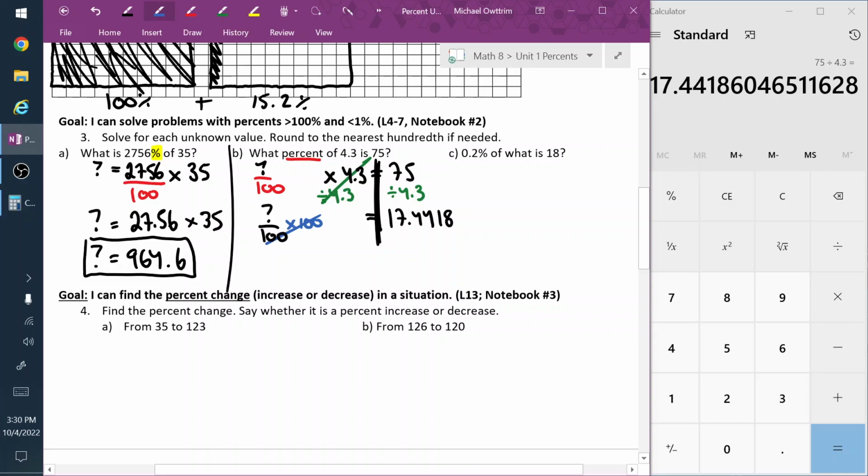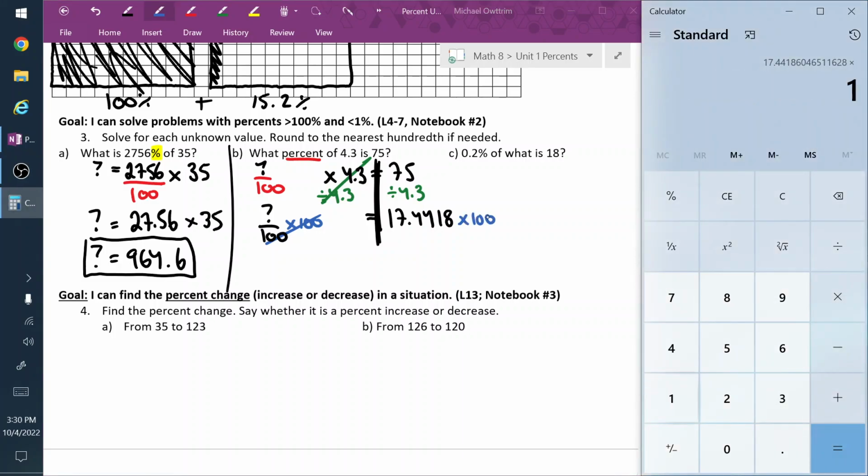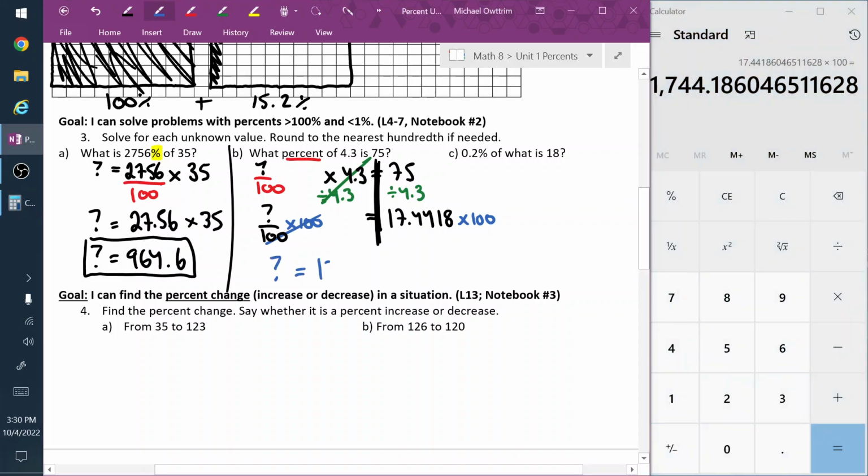And of course, what I do to that left side, I need to do to that right side as well. So I'm going to multiply my answer by 100. And I get the answer of 1,744.18%. We'll put that rounded to the nearest hundredth per the question. And this is our percent.